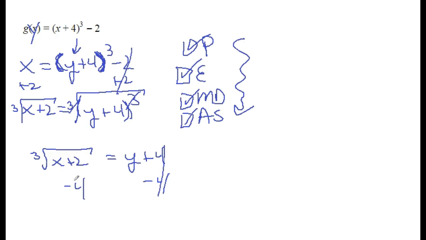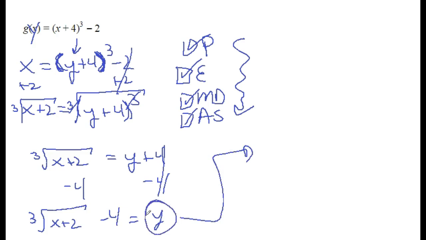And the negative 4 cannot go inside of that radical. Everything inside of here is protected. So I'm going to have as my final answer something like this. And of course I want to write this y as the inverse of g. So my final answer here would be the cube root of (x plus 2) minus 4.